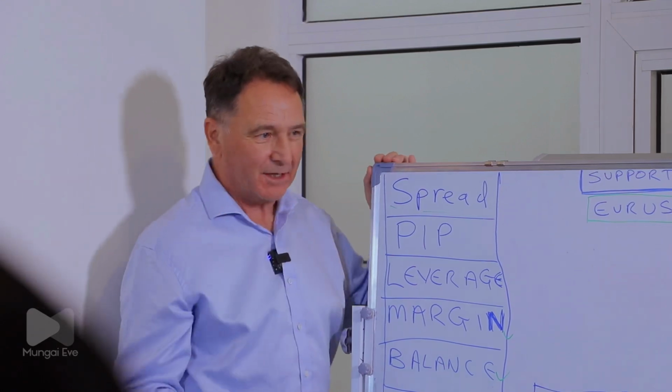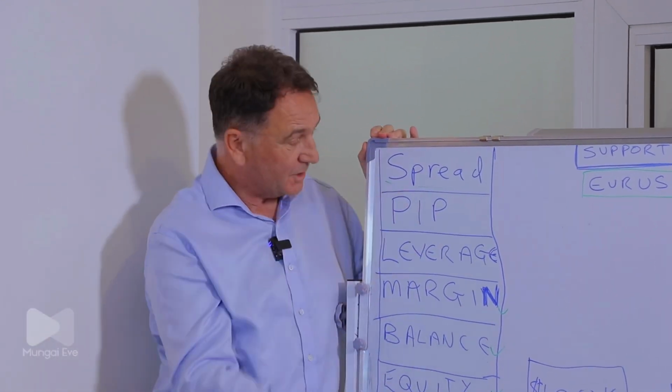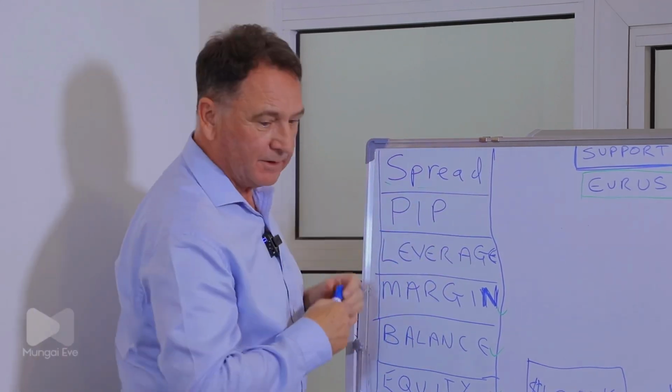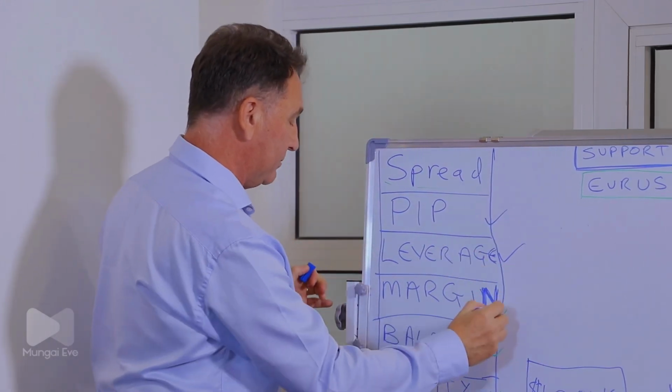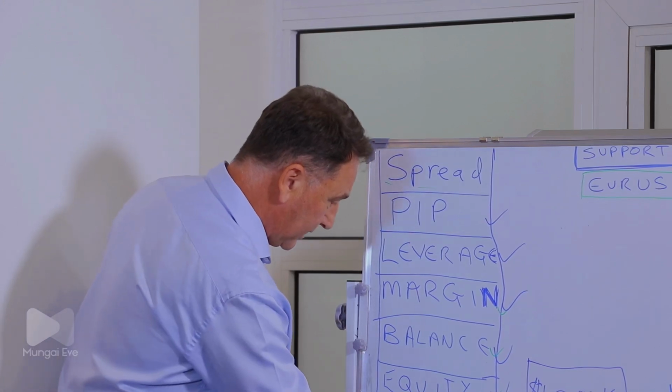You owe it to yourself, guys, to understand these words. Okay? These words here. Spread. We haven't done spread yet. We'll come to spread. We've done these words, haven't we? We've talked about pips and leverage and margin, balance, equity. We'll come to these other things. And that's what we're talking about at the moment.